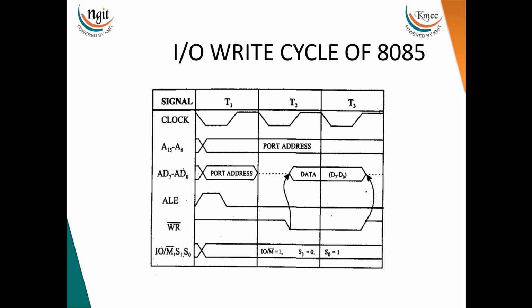Now coming to the IO write, it is almost like IO read only. Only the difference is instead of giving the read signal, need to apply the write signal. That's all. And the status bits for the write are 0 and 1. Now this is about the 5 machine cycles.